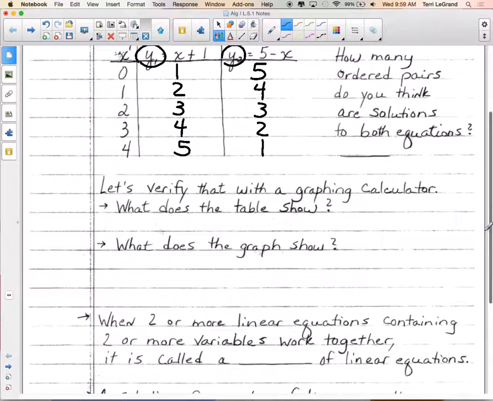In other words, you don't think there's any x value that produces the same y value for both equations? 2 does. Okay, what happens at 2? What's the y value when x is 2? So Morgan's talking about right here, guys. They're both 3. Both y values are 3.